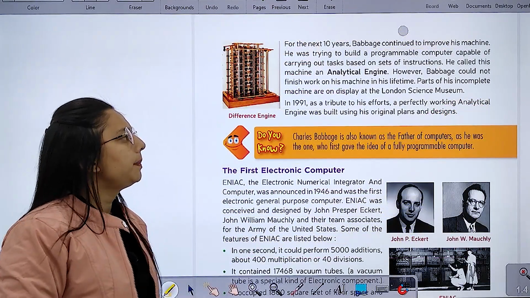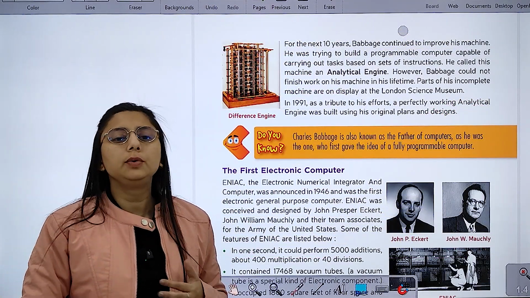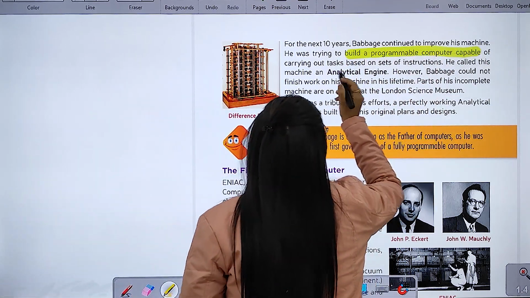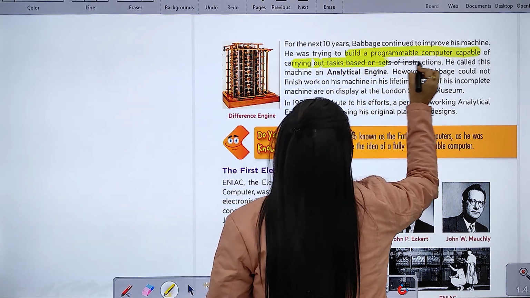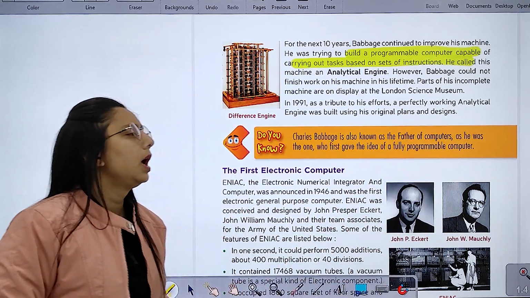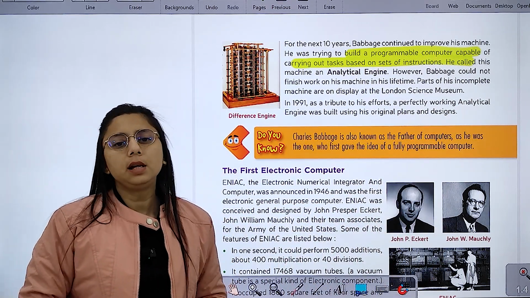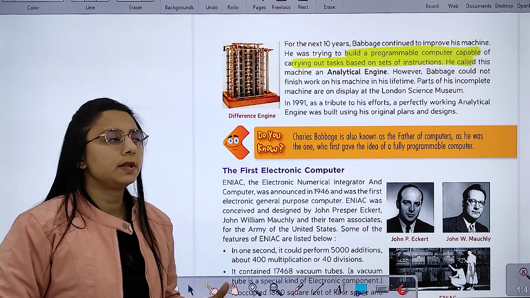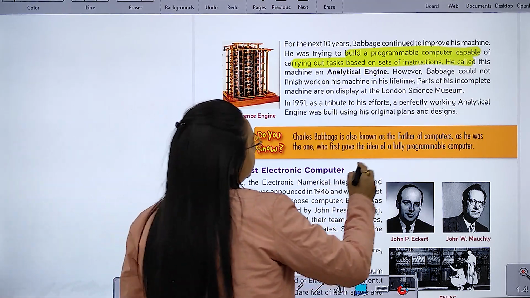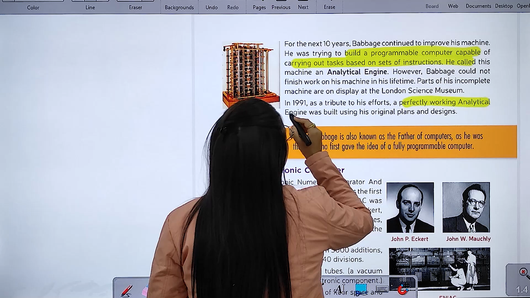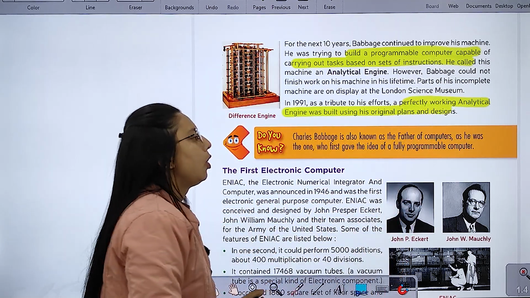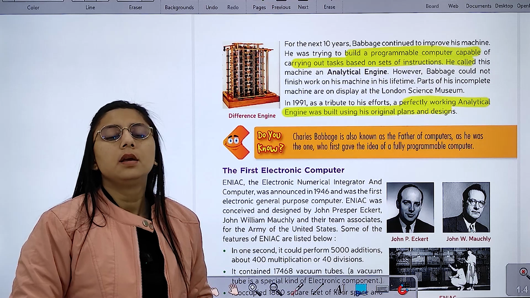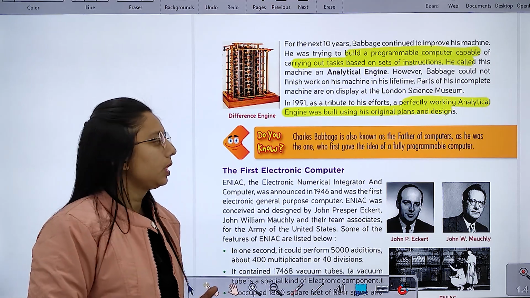For the next 10 years, Babbage continued to improve his machine, and he was trying to build a programmable computer capable of carrying out tasks based on a set of instructions. He called it the analytical engine, right? Then in 1991, as a tribute to his efforts, a perfectly working analytical engine was built using his original plans and design. And Charles Babbage is known as the father of the computer, right?